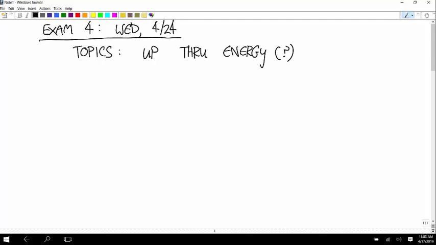If we don't get through enough material in the next couple days, then it'll just be up through conservation of linear momentum. Anybody have any questions about the test? Yeah, anything in that energy set of problems will be fair game for the test.